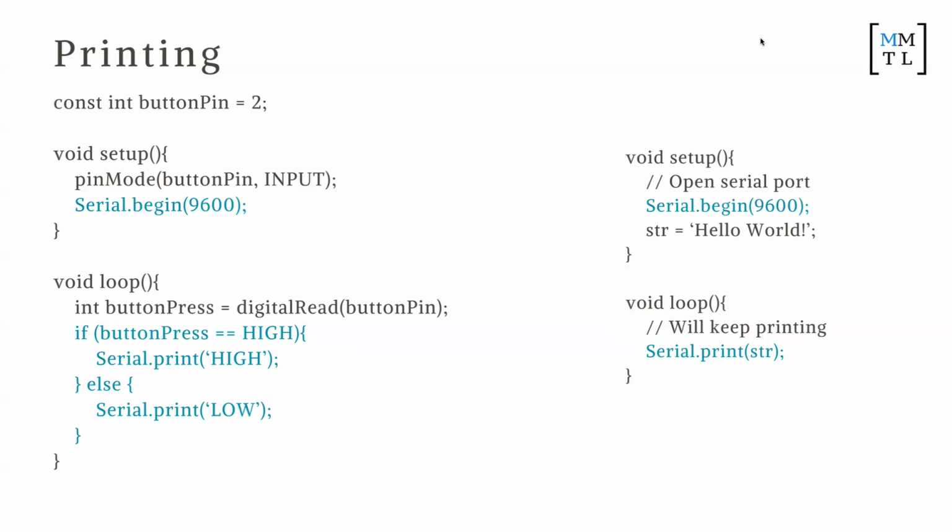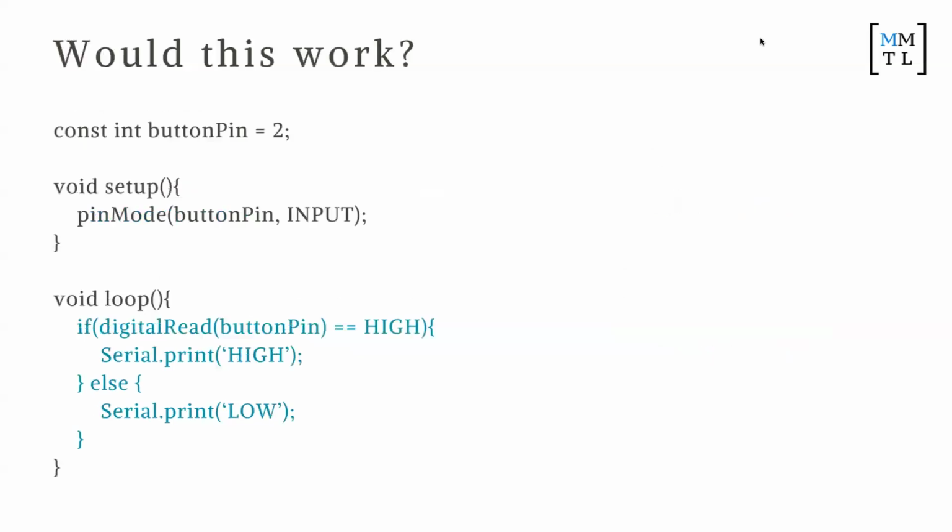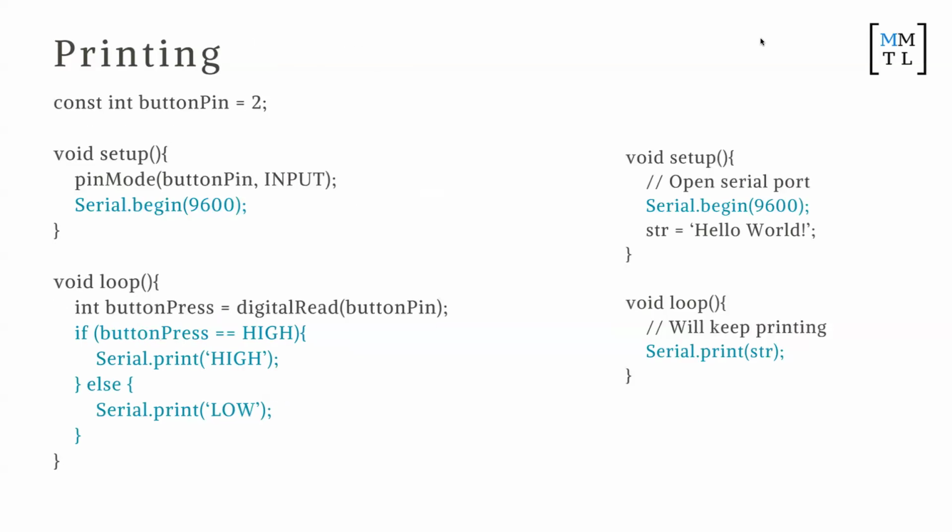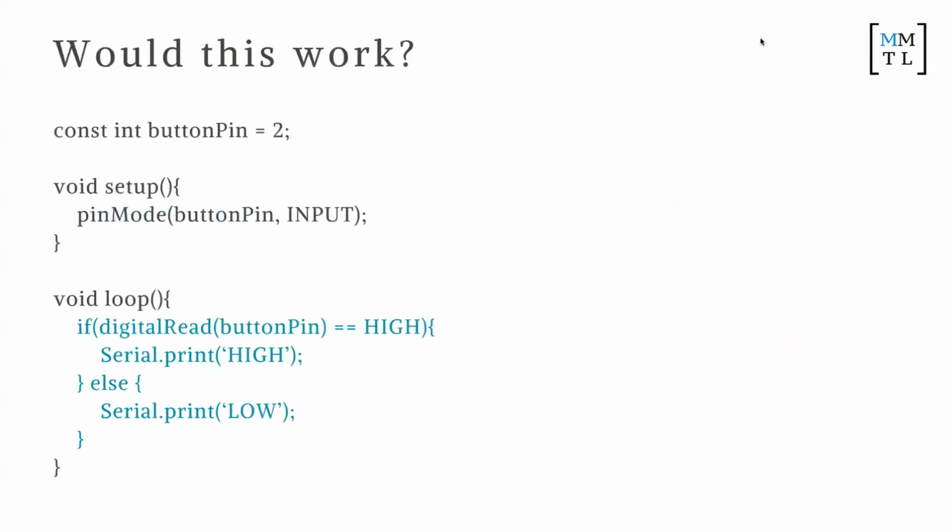Okay, some important points. We're going to move along so we can finish on time. Take a look at this code here. Would this code work? Previously I had this code: I saved digital read, so I read the value into this integer button press. Then if button press is high, I print high, otherwise I print low. Now, would this code work instead?